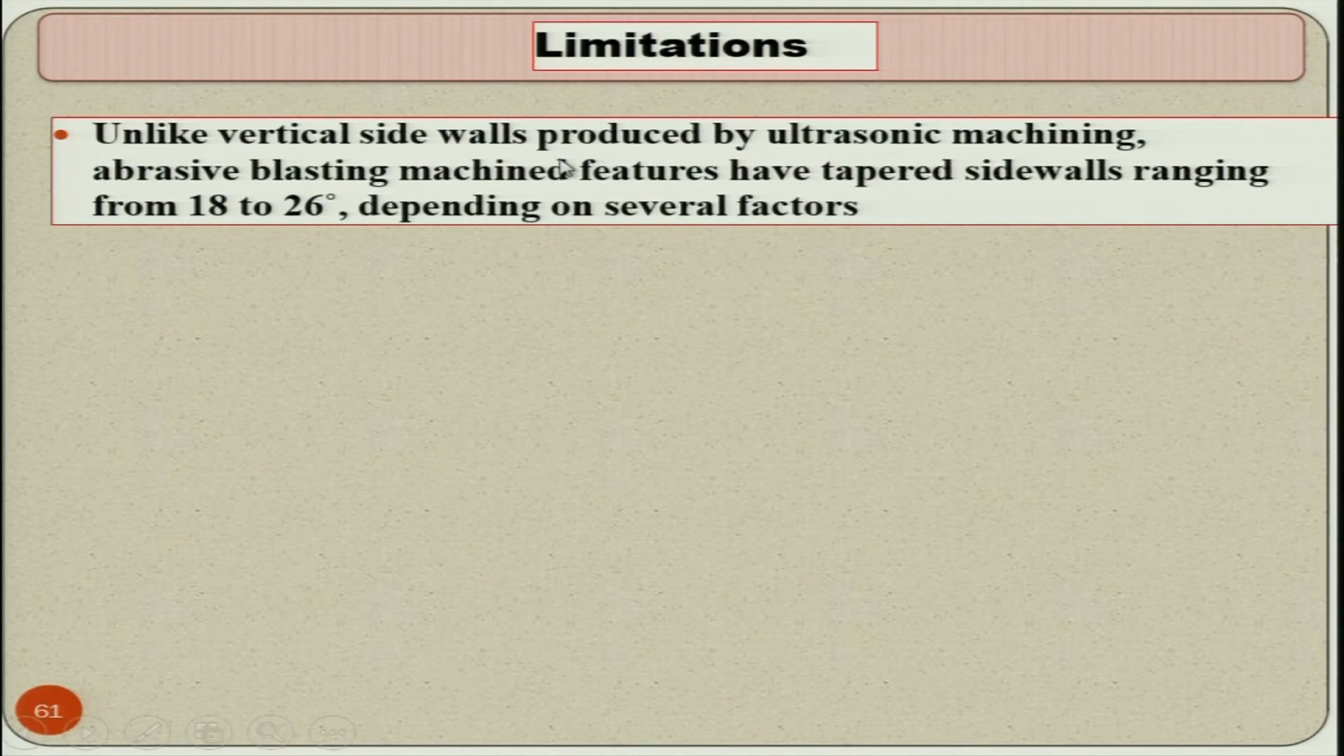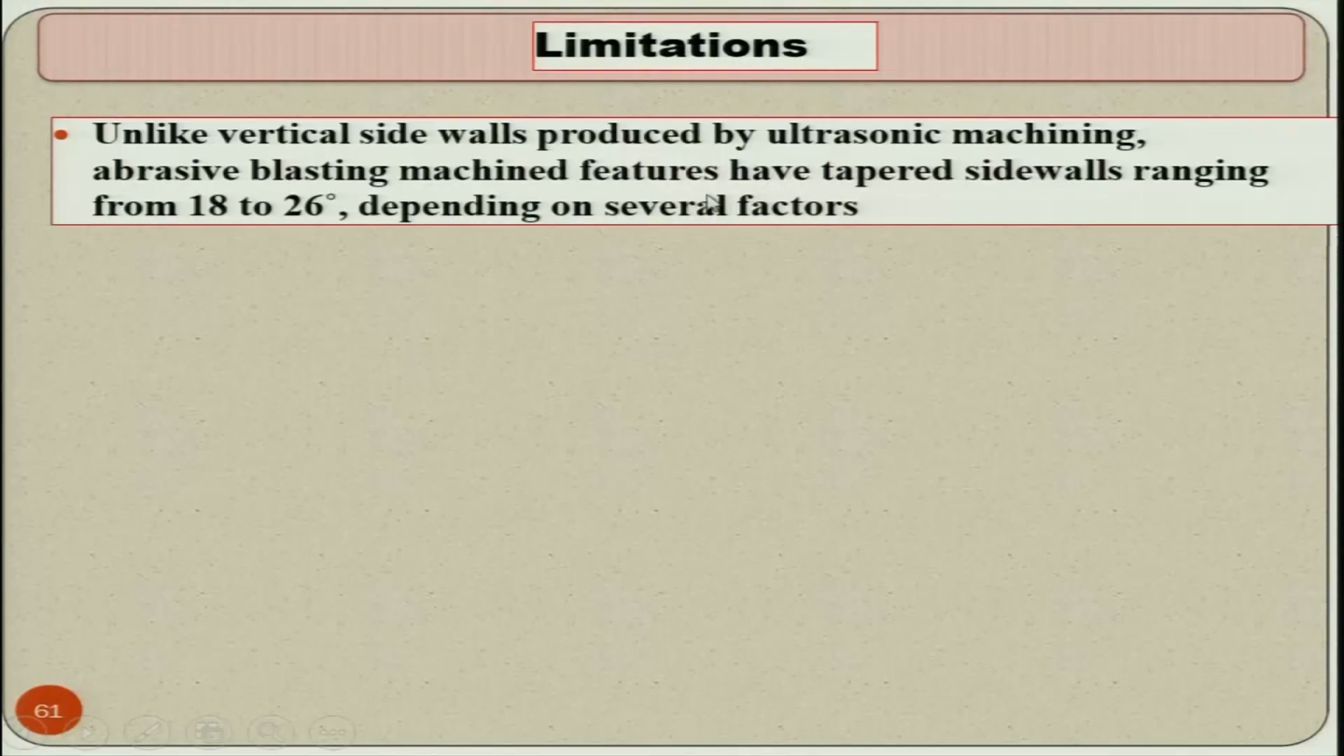Unlike the more or less vertical side walls produced by ultrasonic machining, which we will discuss later, where the taper of the side walls is very small, abrasive blasting machine features have tapered sidewalls. I have already shown you that you are going to get a tapered cavity or tapered sidewall, whatever feature you are creating, because the abrasive air jet has a flaring characteristic. As the stand-off distance increases, flaring of the jet increases. Hence, you cannot avoid the taper in the machined feature.